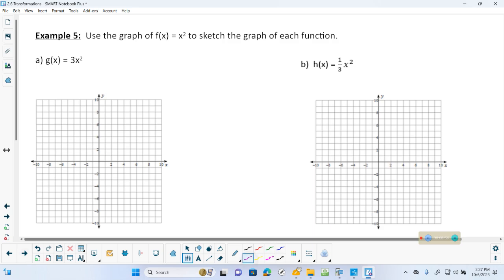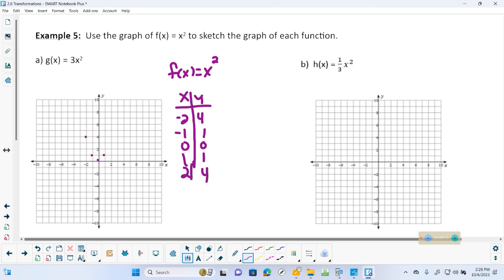So again, I'm going to start with the parent function. So just my normal t-chart we had earlier, my -2, 4. I'm just going to list the points here, my -1, 1, 0, 0, 1, 1, 2, 4. Got it. Now, this time, just to get the ordered pairs, and some of you can just do this, of course, on your graphs.